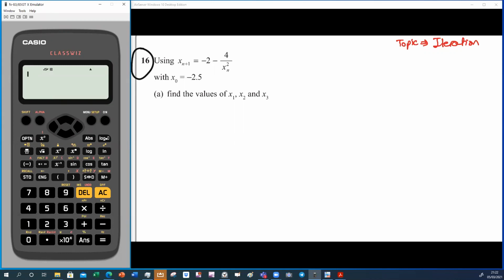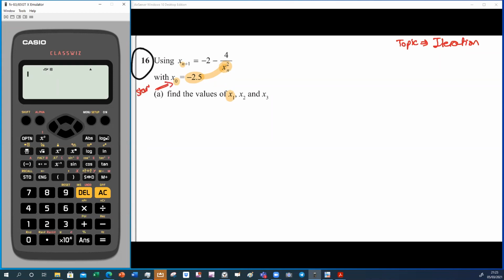Okay, so what we're going to be doing is substituting this value into here, and substituting this value into there. Then when we get our answer, we substitute the answer back into the question. So we just keep refeeding the question in until we generate x1, because this is our start.